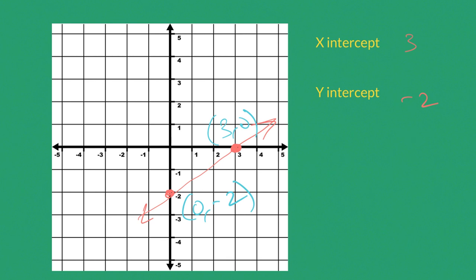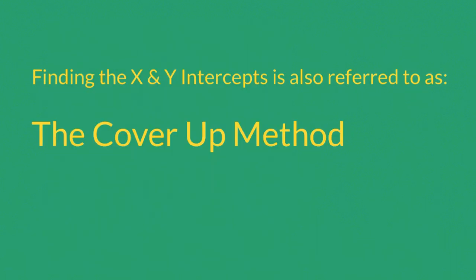Here's the deal. Finding the X and Y intercepts is also referred to as the cover-up method. And I'm getting ready to go into that. The cover-up method. You might jot that down. You might see a question on that in the near future.